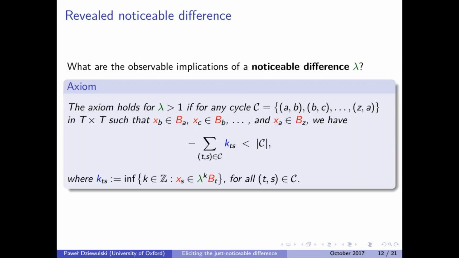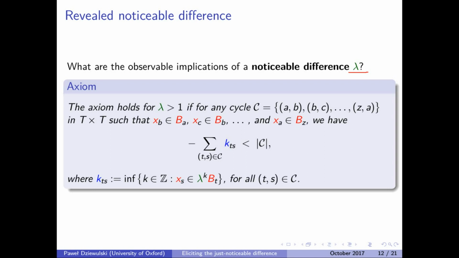But let's go back to the problem of noticeable differences. The principal question of this paper is, under what conditions can we rationalize a set of observations with a noticeable difference lambda? That is, under what conditions imposed on the set of observations can we guarantee that it can be explained with a model of consumer choice with thick indifference curves, where the thickness is determined by the parameter lambda?